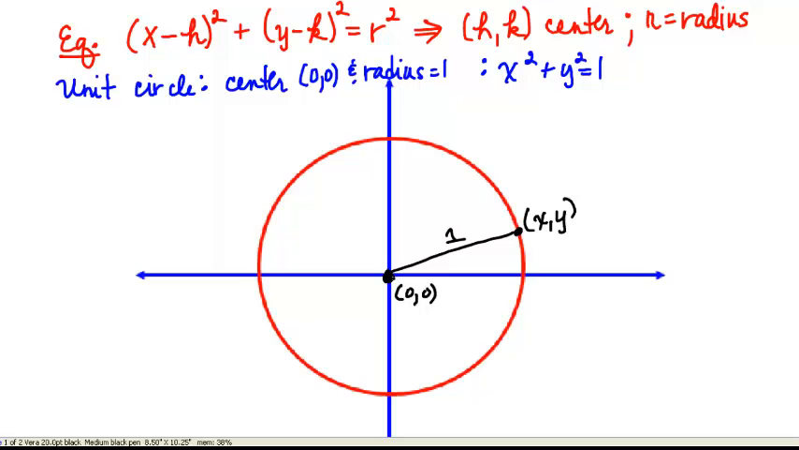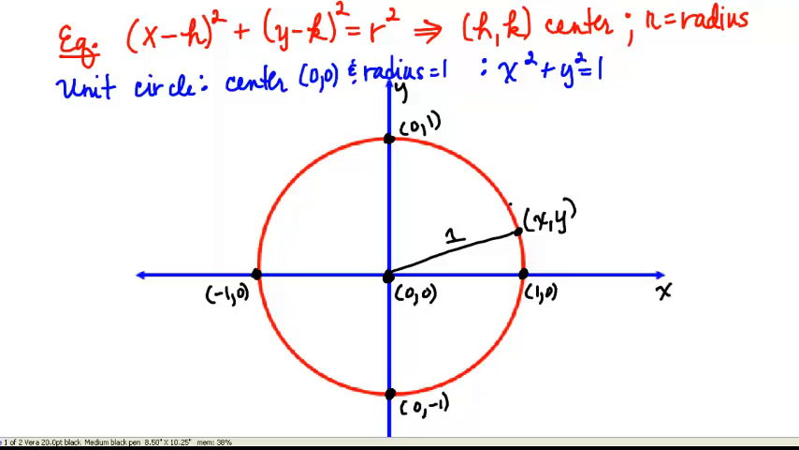And so notice that if I go out my x-axis and y-axis, I get to 4 points on the circle. I get to the point (1, 0), (0, 1), (negative 1, 0), and (0, negative 1). And I can plug all of these into x squared plus y squared equals 1 and see that they do indeed lie on the unit circle.